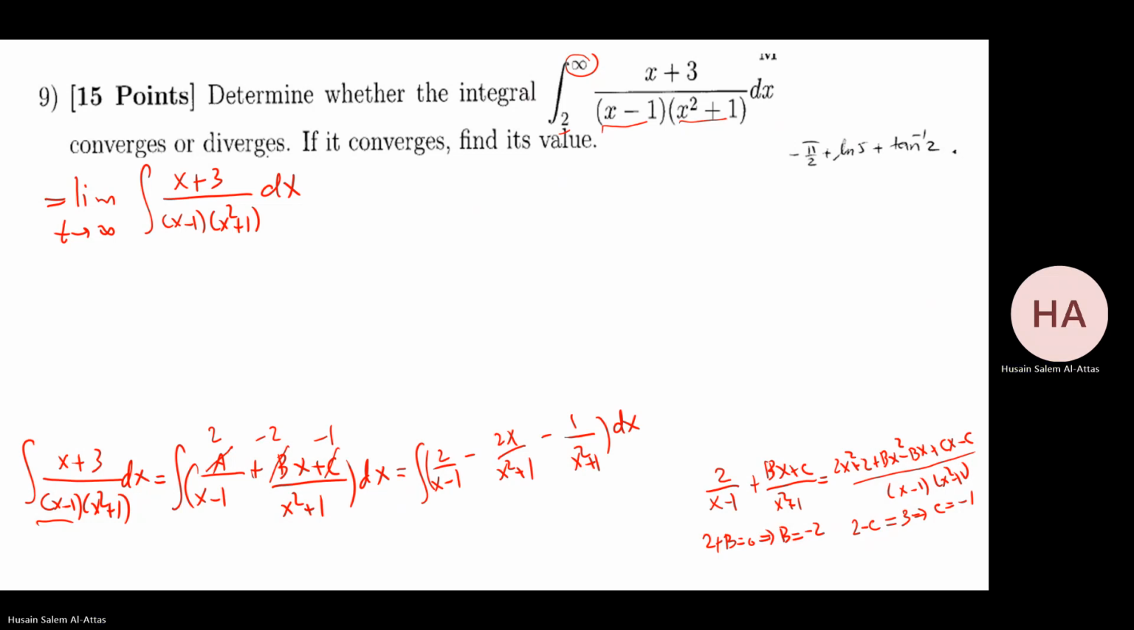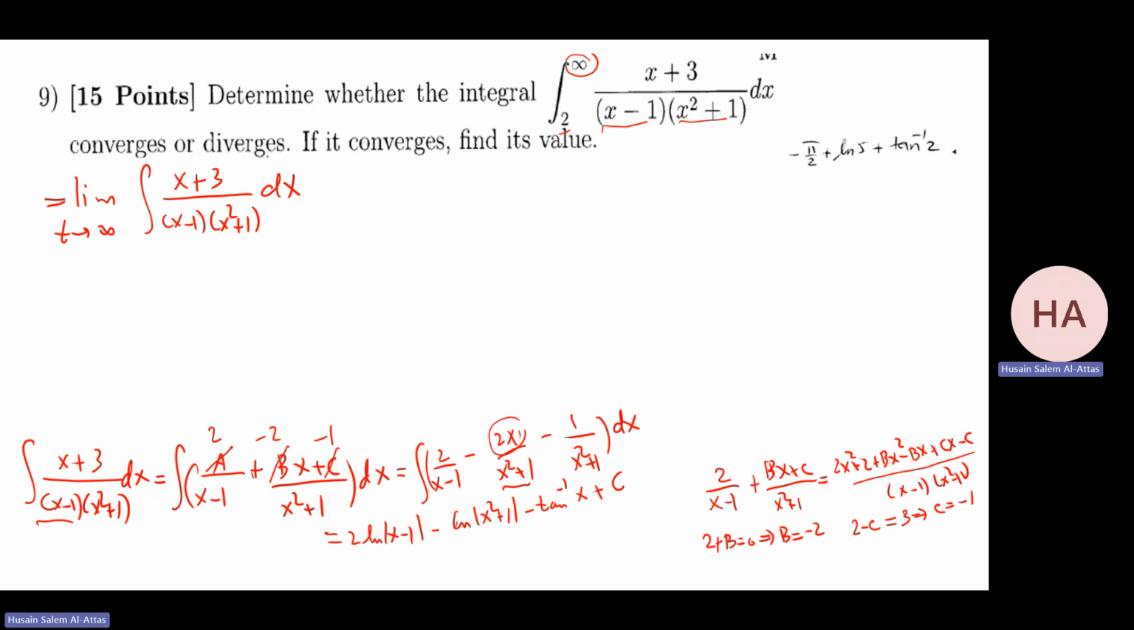Okay. So that will give me 2 ln x minus 1. This is minus, this is u, this is du. So I have minus ln x squared plus 1. Okay. And this is minus tan inverse of x plus c.